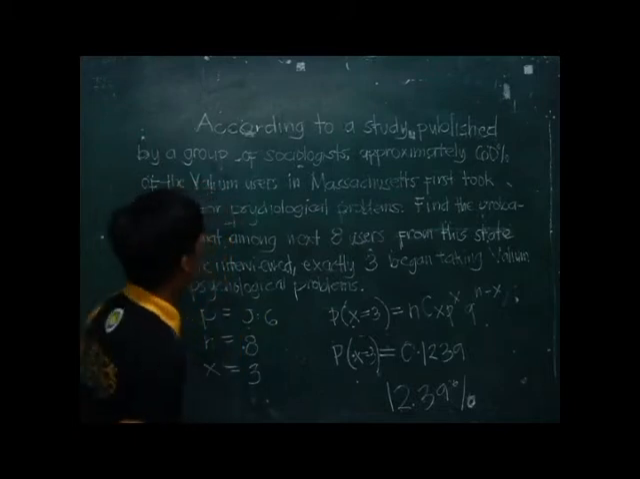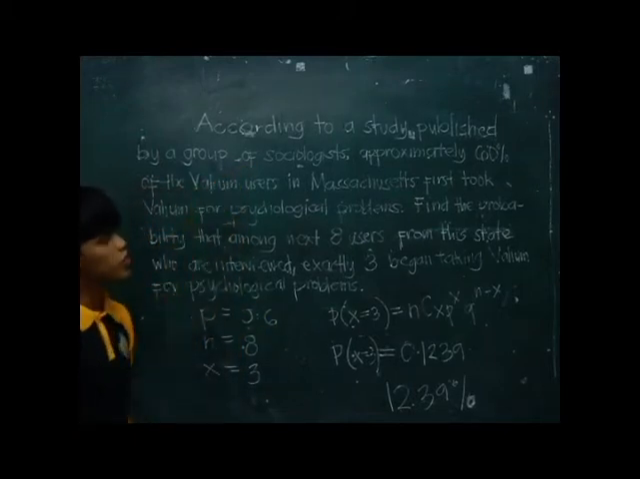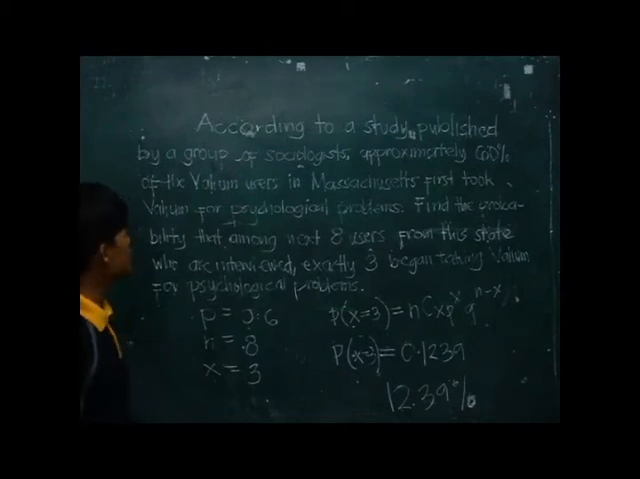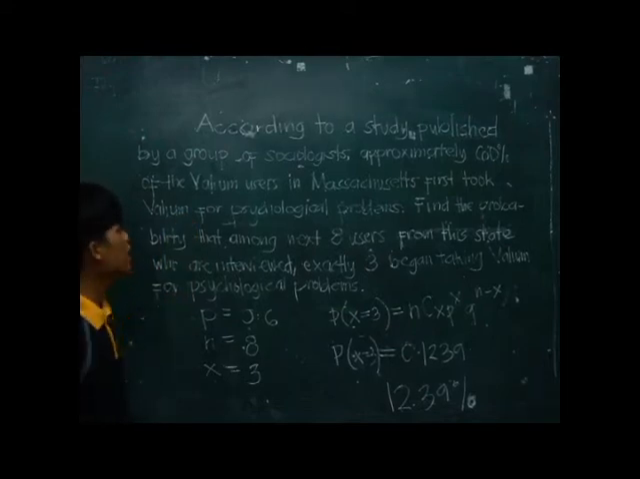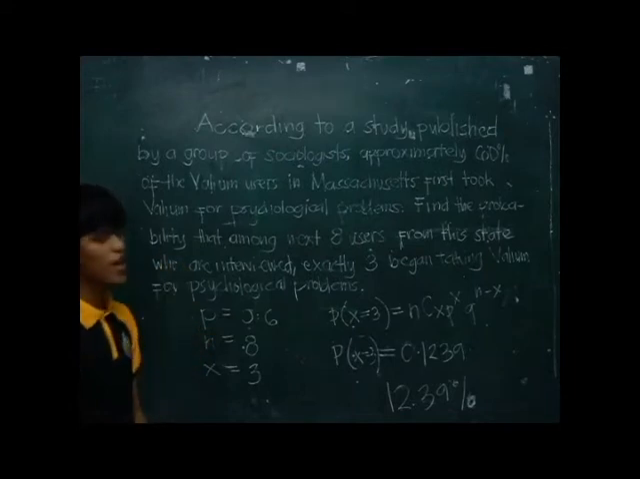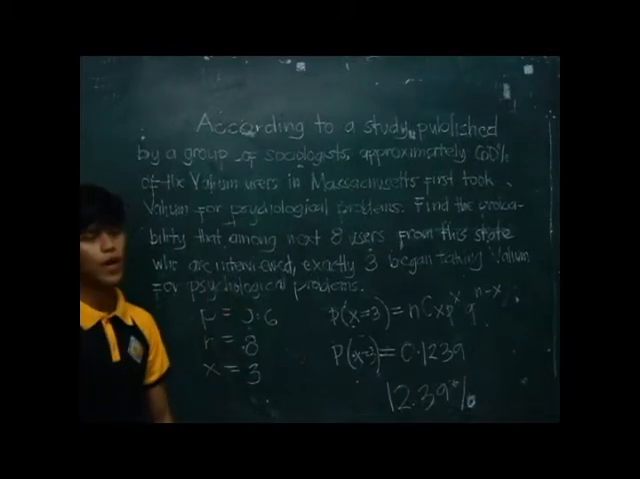So here is another problem. According to a study published by a group of sociologists, approximately 60% of the Valium users in Massachusetts first took Valium for psychological problems. Now we are to find the probability that among the next 8 users from this state who are interviewed, exactly 3 began taking Valium for psychological problems.